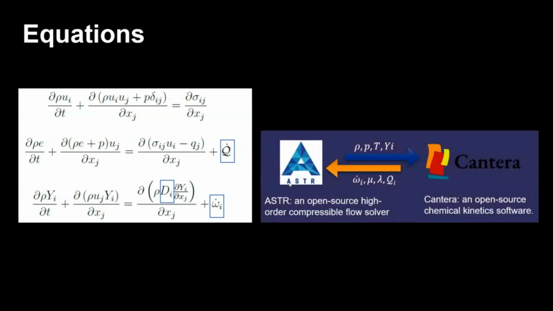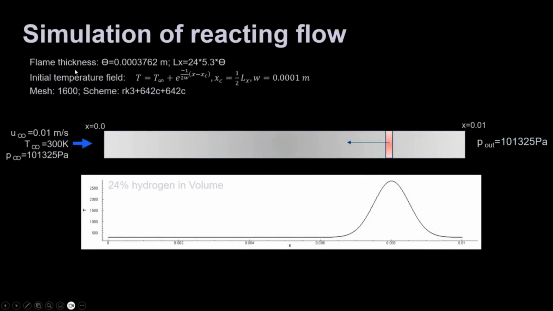For that reason, we coupled our code with the open source chemical kinetics software Cantera. When you run a simulation, our code gives the flow variables like density, pressure, temperature, and velocity to Cantera, and Cantera gives back chemistry variables such as the reaction rate, viscosity, and diffusion coefficient, and so forth. This gives the code the ability to simulate reacting flow. We first simulated reacting flow in 1D problems.